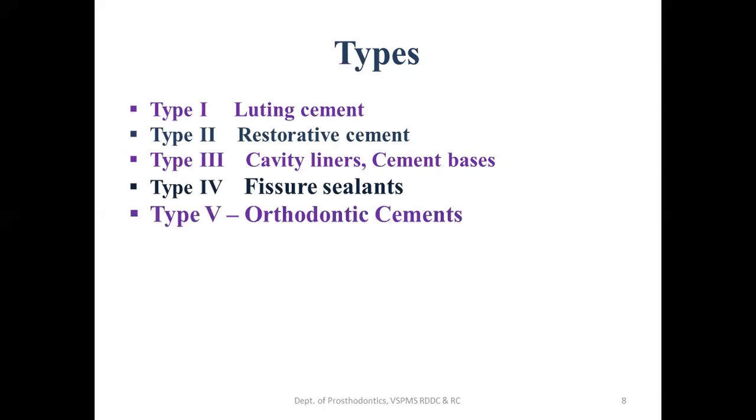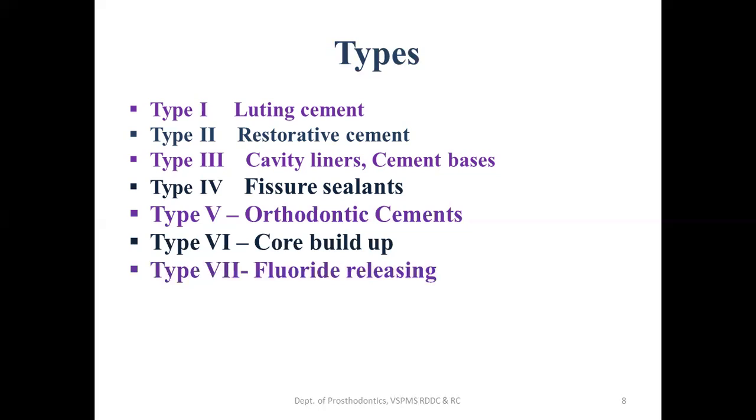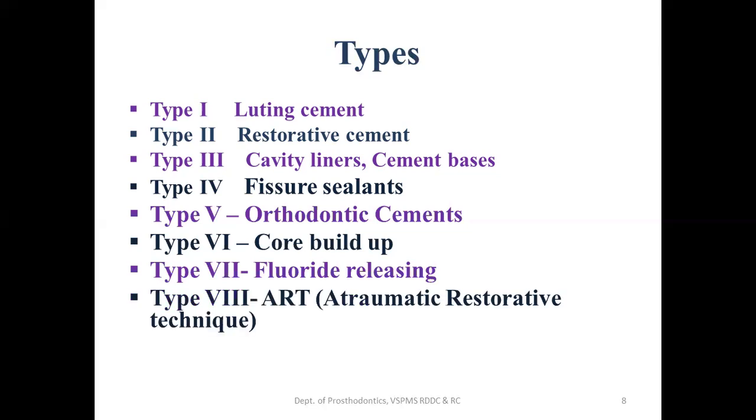For the cementation of orthodontic bands and brackets, you can use type 5, the orthodontic type of GIC. Then type 6 is core buildup. If you want to give a crown to a tooth and sometimes the tooth is badly broken, you don't have tooth structure to take support for the crown. For such cases, you can build up a crown with the help of glass ionomer cement. So type 6 can be used as a core buildup material. Type 7 is a fluoride-releasing cement. And type 8 is ART, the atraumatic restorative technique. Atraumatic restorative technique means what?